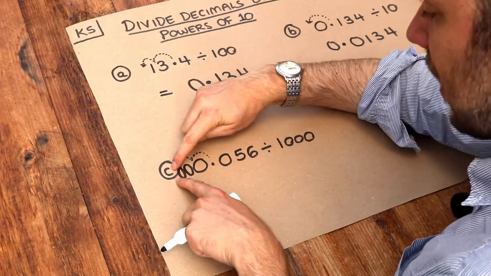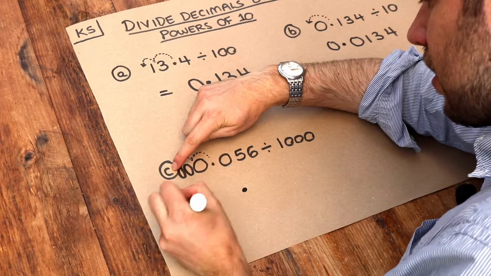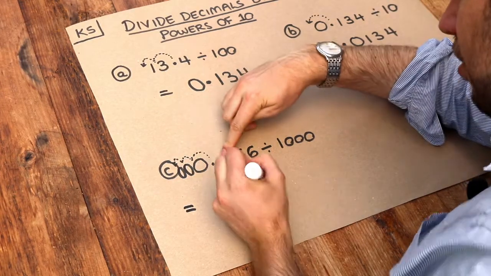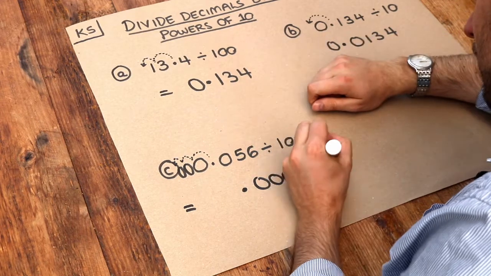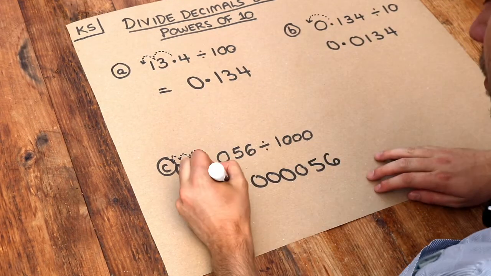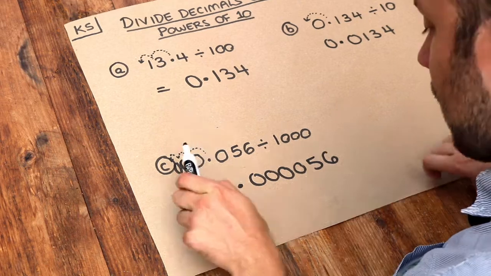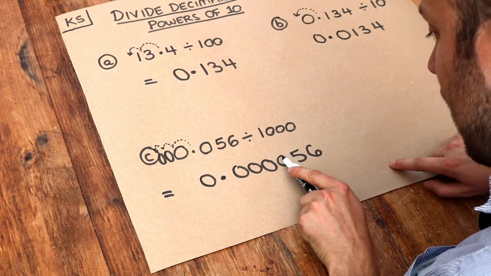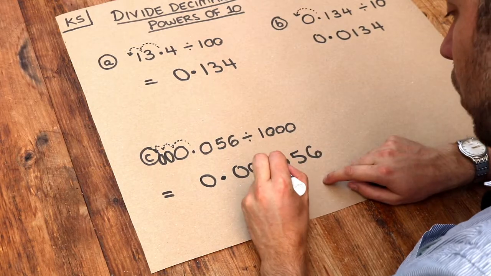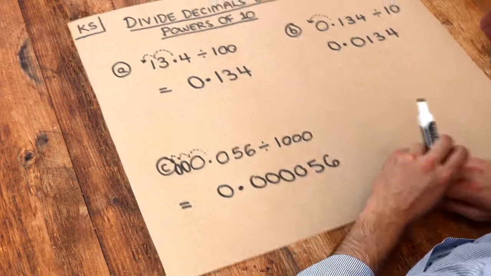So let's copy this out carefully. We've got point, then 0, 0, 0, 0, 5, 6, and then blank space, so we put a 0 on the front. And we can double check with our answer here. The decimal point was originally here, and it's moved 1, 2, 3 places, so that is right.